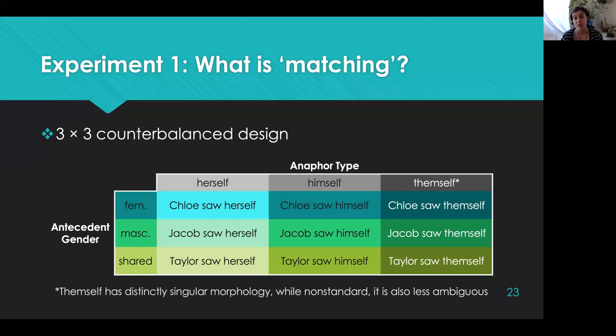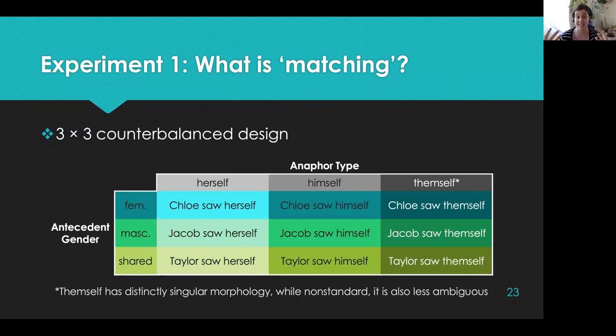So anyway, this started off as very exploratory. That's all to say that this is the beginning of my exploration before any of this had gotten published. I first just wanted to see, what is matching? What matches, and how do people respond to things that you might guess are mismatched? So to do that, I wanted to create a complete comparison of feminine, masculine, and what I at the time called shared names, and then the anaphor types, herself, himself, and themself. And I wanted to just see what sorts of reactions I could elicit from people.